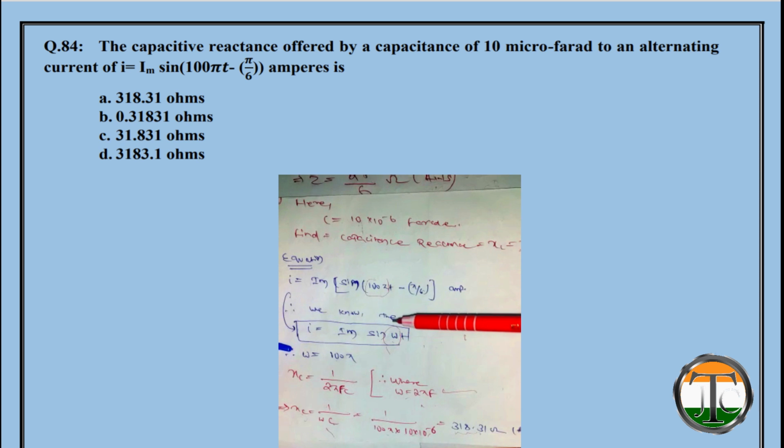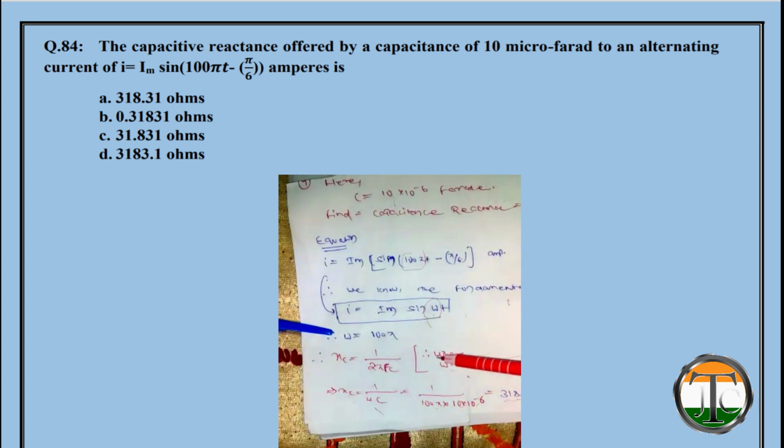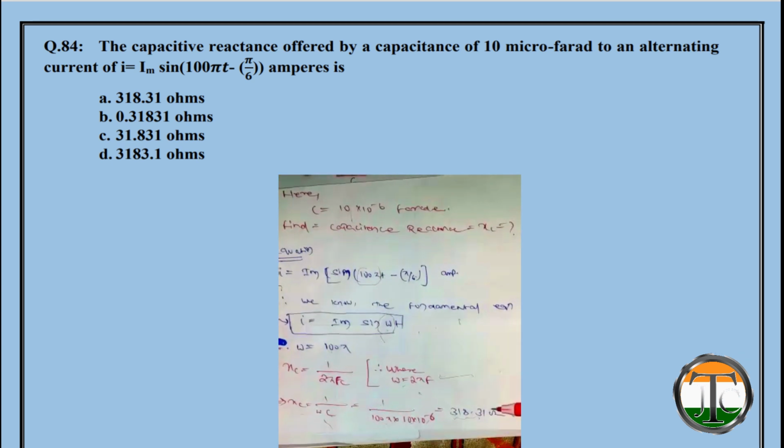The X value is nothing but Xc = 1/(2πfC), where ω = 2πf, and instead of 2πf we write ω, so Xc = 1/(ωC). Then we put in the values: 1/(100π × C), where the C value is also given, that is 10 × 10^-6. Putting that in, we find the answer.